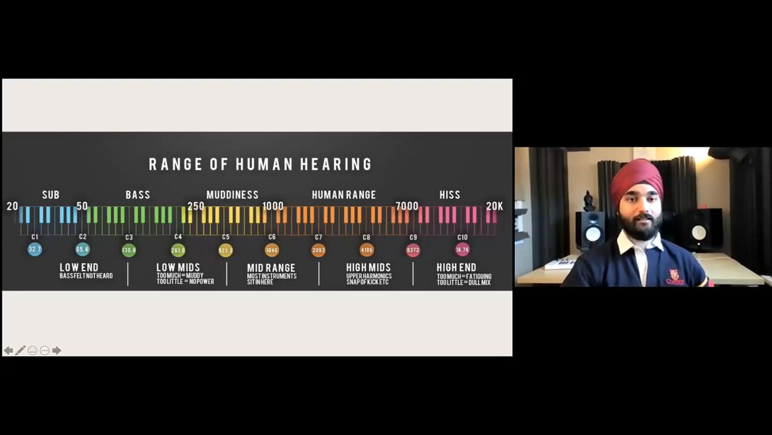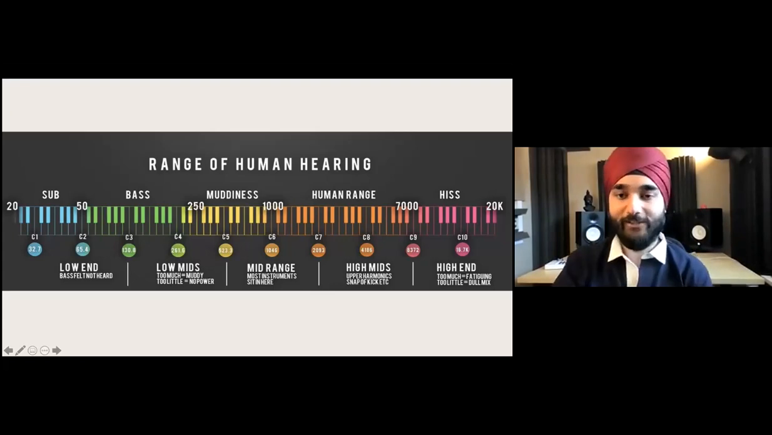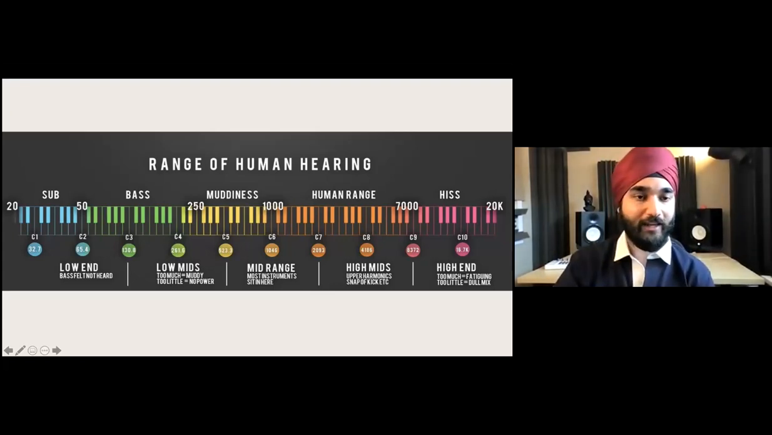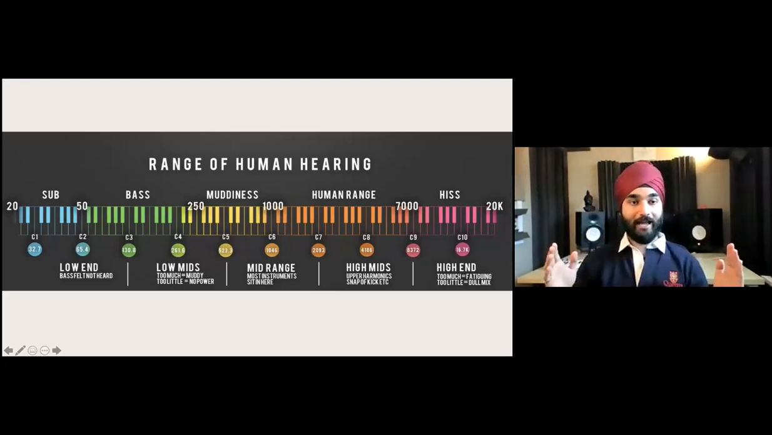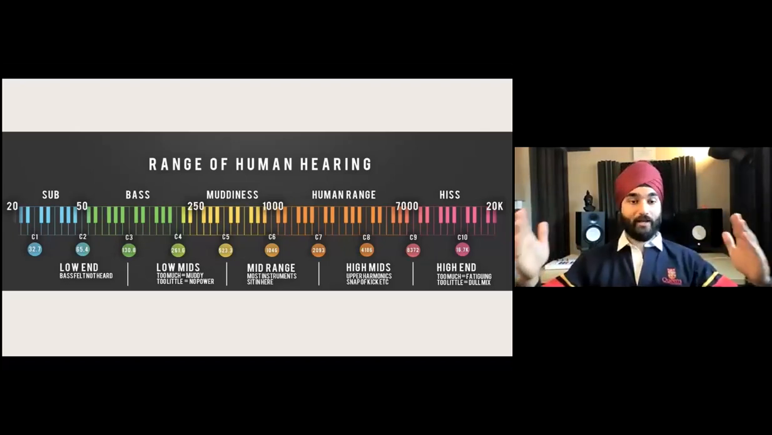So I want to take a second to talk about human hearing. What is the range of human hearing? Humans can hear frequencies from 20 hertz all the way to 20,000 hertz. And that's basically your canvas. So as a mixing engineer or a singer or a songwriter, that is your canvas. Those are all the frequencies that humans can hear.